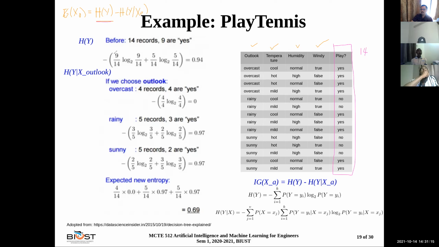So that's 9 over 14 log 2 of 9 over 14, plus the no part. 14 minus 9 is 5, so 5 over 14 log 2 of 5 over 14. This is the yes part, and this is the no part. The total absolute entropy is minus this, and since there's a negative sign inside, it becomes positive. So now this is this part.